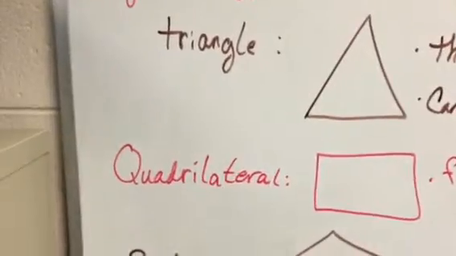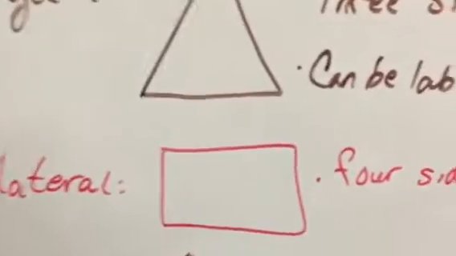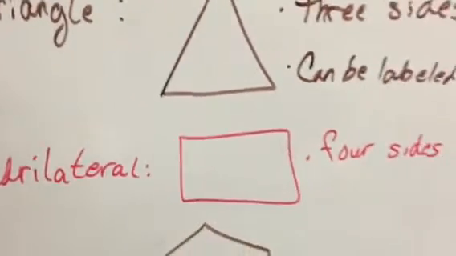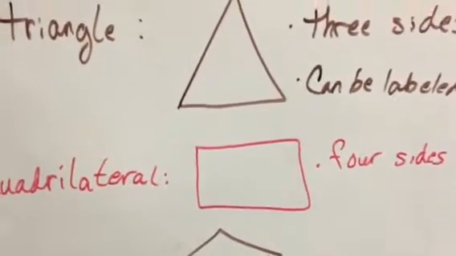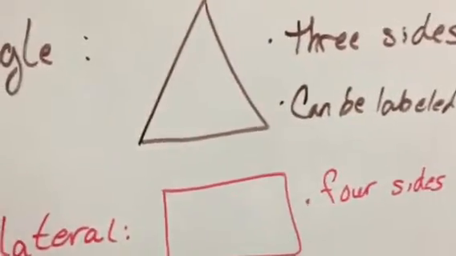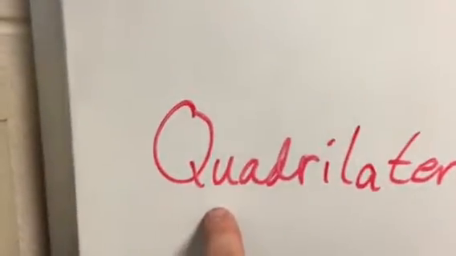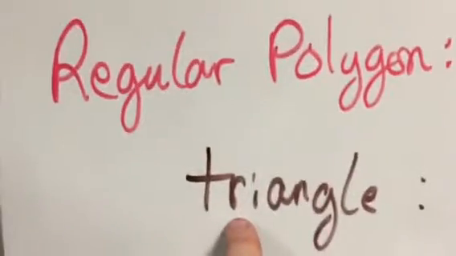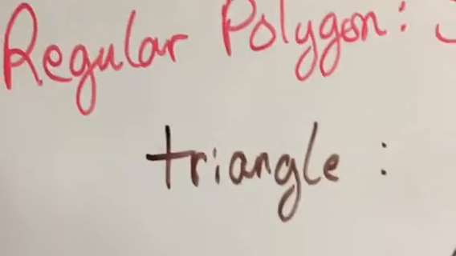The next would be a quadrilateral. A quadrilateral has four sides. It would be like a rectangle, a rhombus, a parallelogram. It's focused on having four sides. And really, if you look at it, the prefix quad, Q-U-A-D, means four. Tri means three.